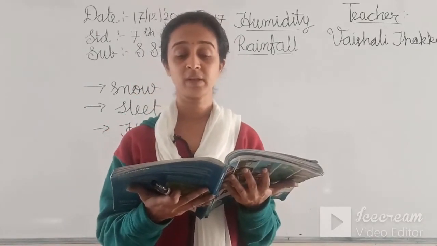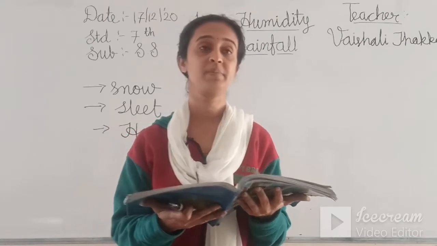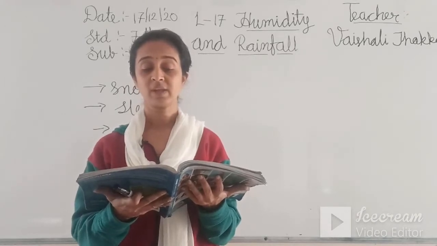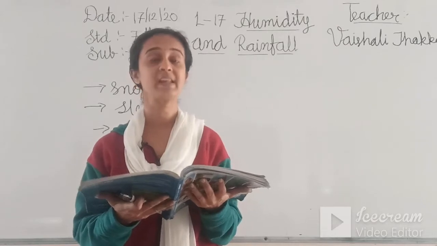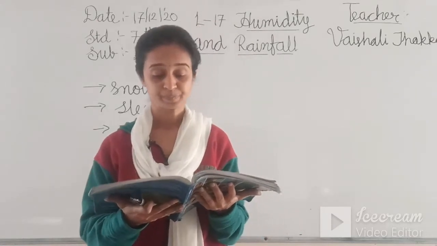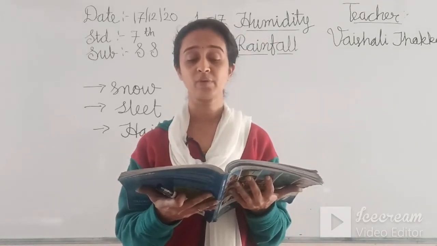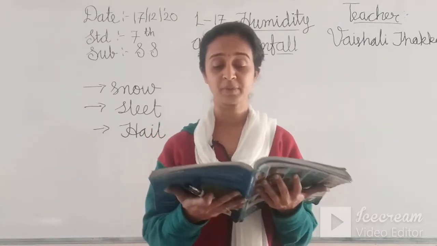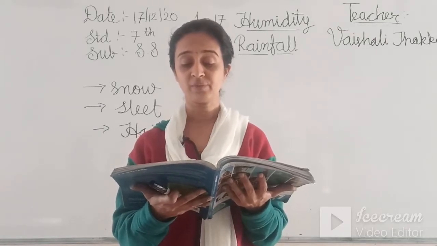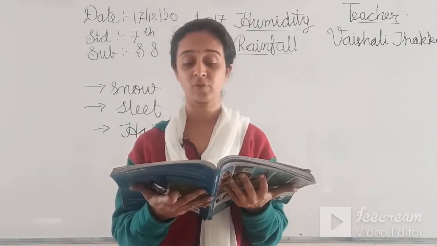Snow forms when the water vapor in the atmosphere turns directly into small ice crystals because of extremely low temperature. It is also a form of precipitation. Sleet is also a form of precipitation. This form of precipitation is a combination of snowflakes and rain falling together.